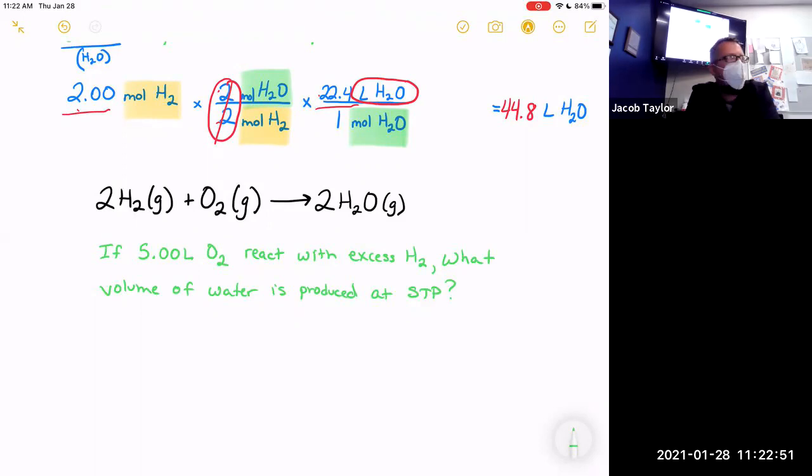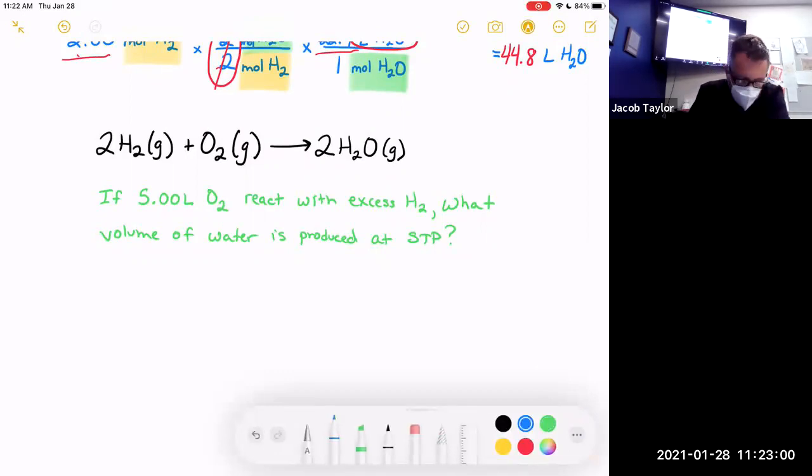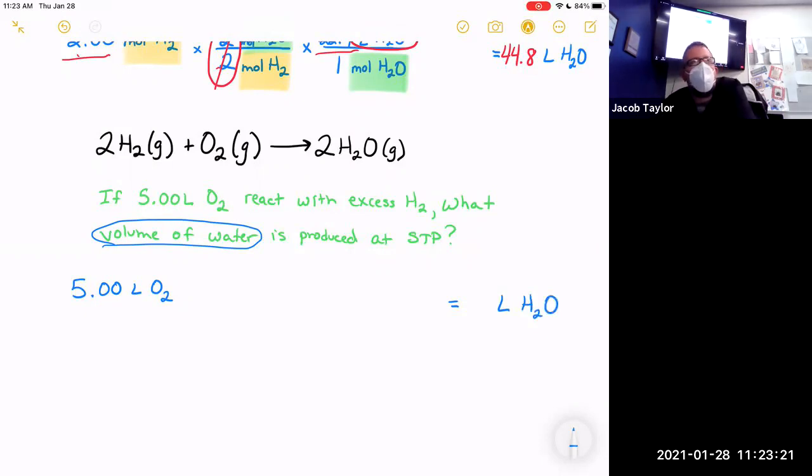So we start off with the one piece of information we were given. We were given 5 liters of O2. So we do 5.00 liters of O2. I want to do some math stuff and end up with a volume of water. So just like the last problem, I want my answer to be liters of water. So I start off with liters of oxygen, I want to end up with liters of water. So the first thing that I need to do is multiply by something that will cancel out my liters of O2.